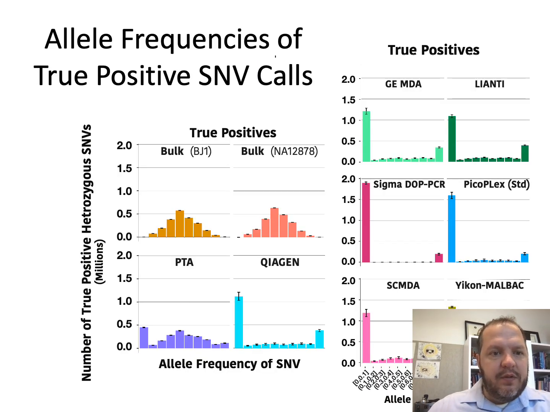The reason that we're able to do this is that PTA is amplifying both of the alleles much more evenly. When you look again at the heterozygous sites in the bulk sample, you see this Gaussian distribution around an allele frequency of 50%, as you would expect. And you can see PTA, when compared to all the other methods, is both not losing as many alleles, but also maintaining that allelic balance much better than any of the other methods that are available. That's really, again, another measure of our ability to amplify the genome in a much more even manner.